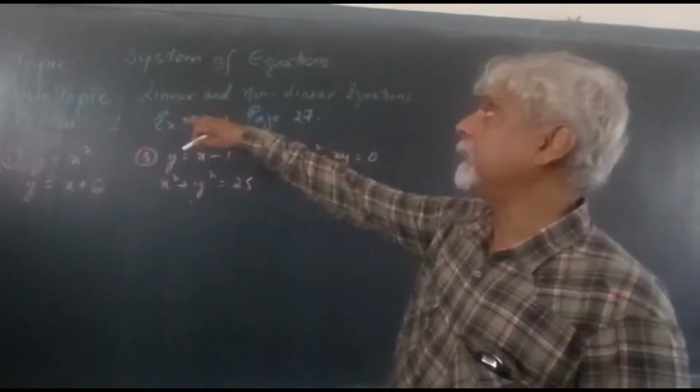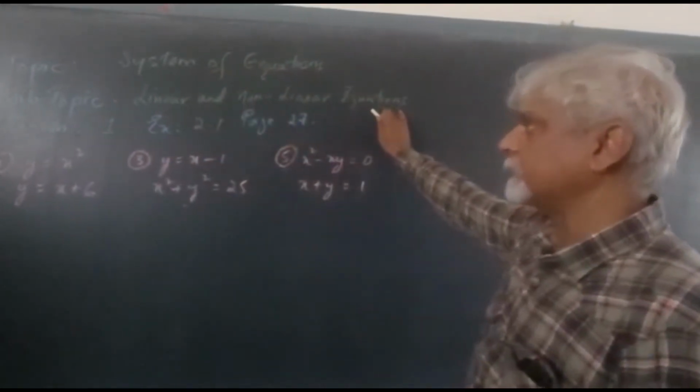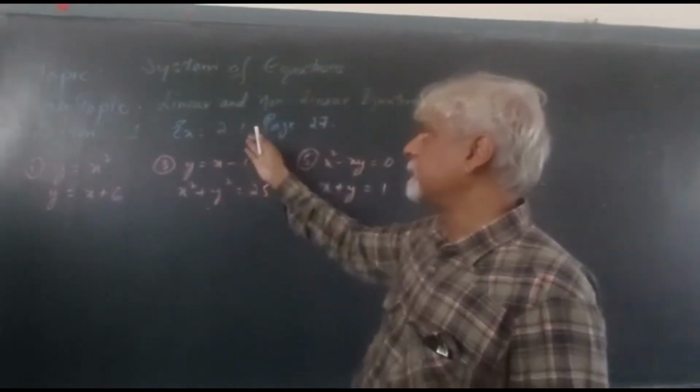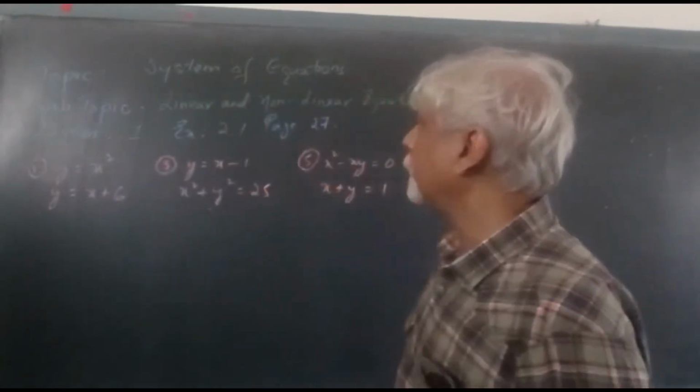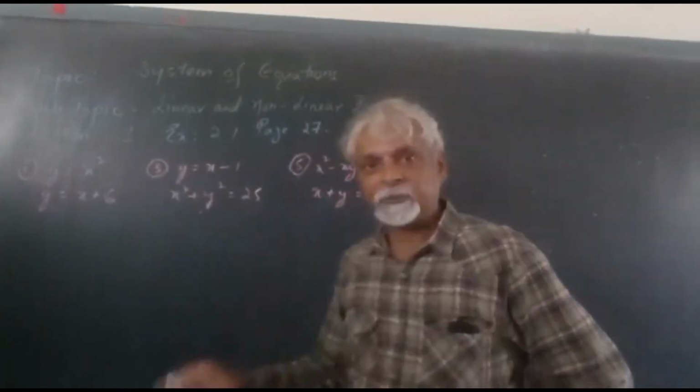We've got the topic over here, the system of equations, and the subtopic is linear and non-linear equations. This is our first lesson of exercise 2.1 on page 27. So I've got some sums over here, 1, 3 and 5. I'll be solving these three sums.